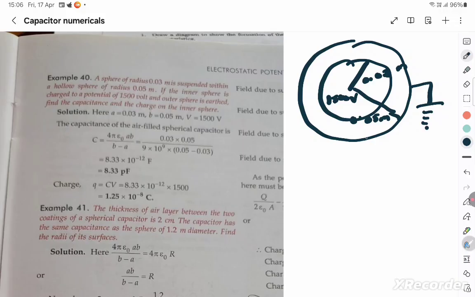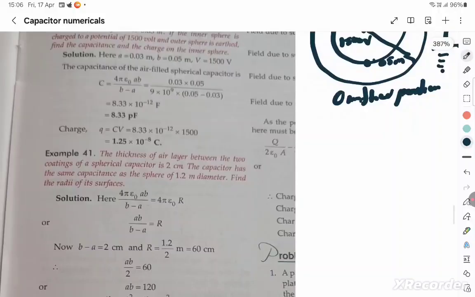Okay, this is about concentric spheres. This is an omitted portion. We do not have it for CBSE boards, so you can just ignore this sum. So let's go to the 41st question.